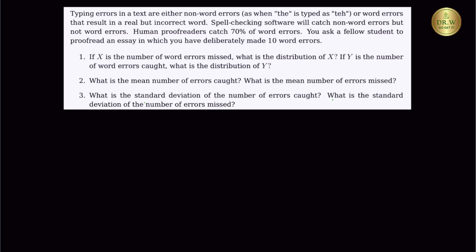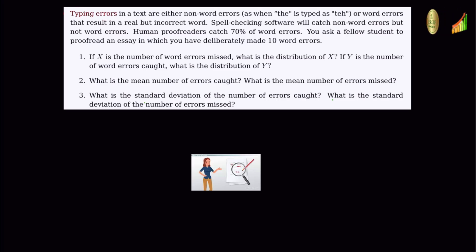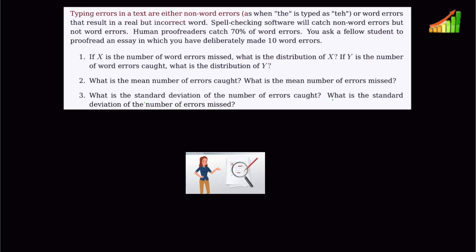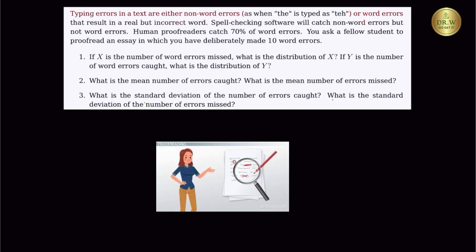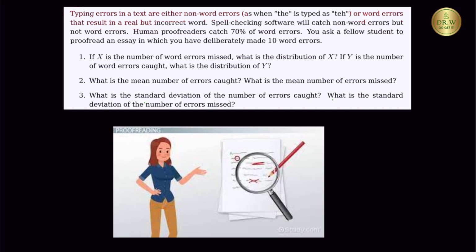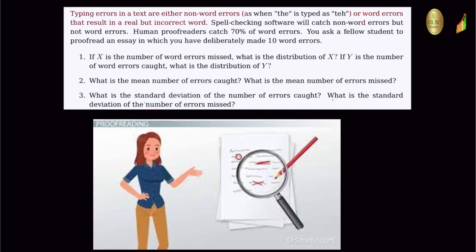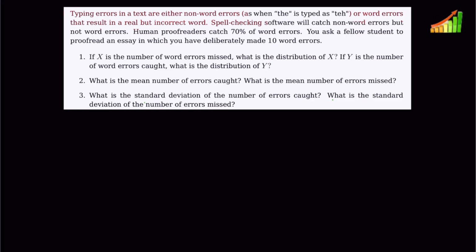In this video, I will be explaining this example. Typing errors in a text are either non-word errors or word errors that result in a real but incorrect word. Spell checking software will catch non-word errors but not word errors. Human proofreaders catch 70% of word errors.